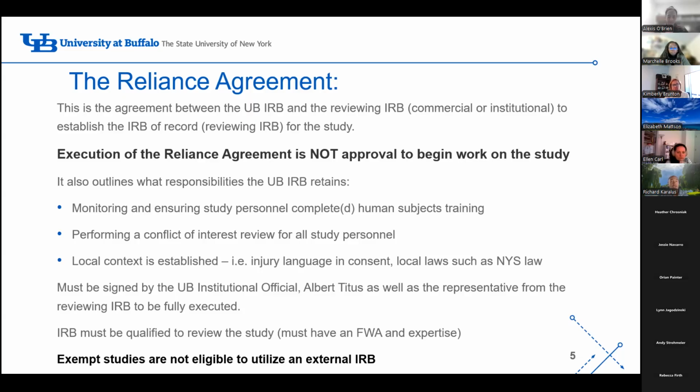The reliance agreement is actually just an agreement between the two IRBs over who the reviewing IRB is going to be. And sometimes that can be between a commercial IRB like Advera or WCG or Sterling or any of the other ones. Other times it's between different universities, University of Buffalo and another university, or any entity that has an IRB. So if you're doing research with any entity that has an IRB and you want to do a single IRB process, we will need to have a reliance agreement in place.